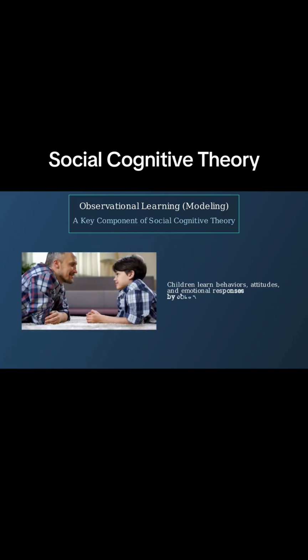Observational learning, also known as modeling, is a fundamental component of social cognitive theory developed by Albert Bandura. At its core, observational learning is based on the simple principle that humans learn by watching others. Children naturally learn behaviors, attitudes, and emotional responses by observing their parents and other significant individuals in their lives.